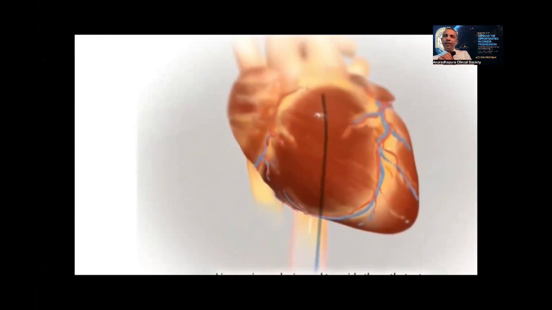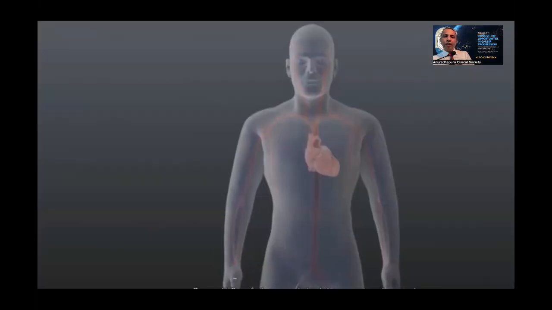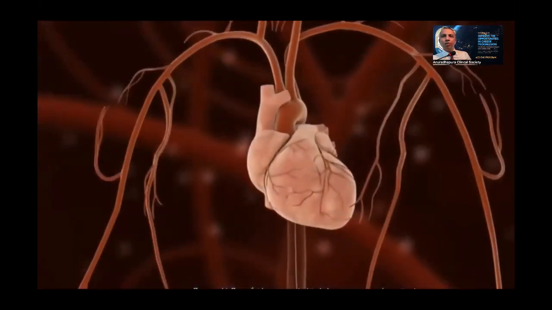Then what we do in the cath lab, I'll show this. Actually, this is a femoral angiogram. We should do it radially. That is proven to be beneficial. The radial approach has more benefits, like less bleeding risk.